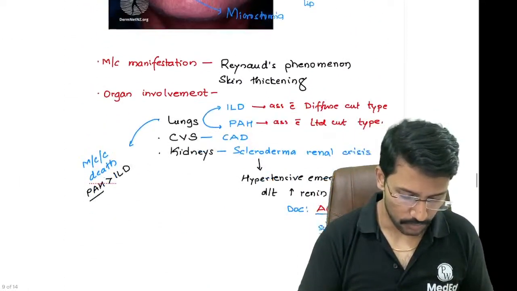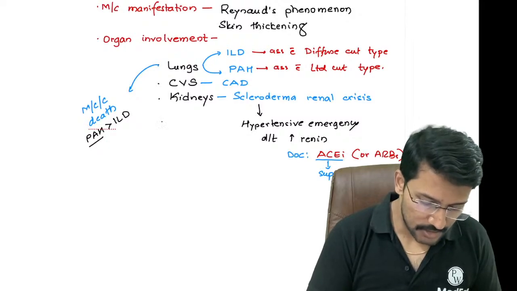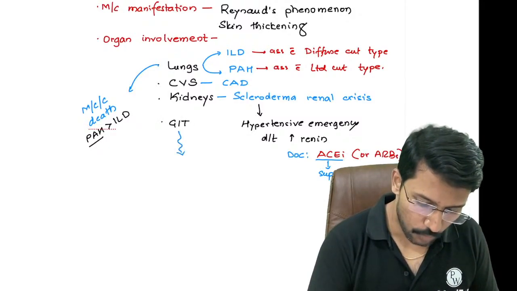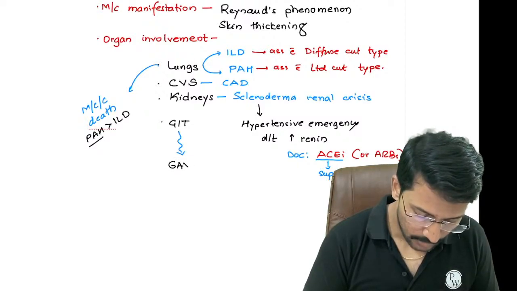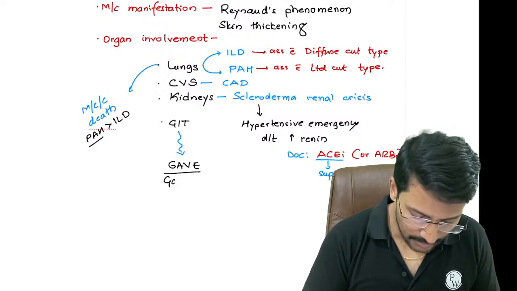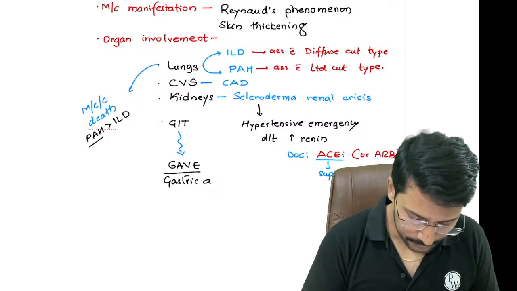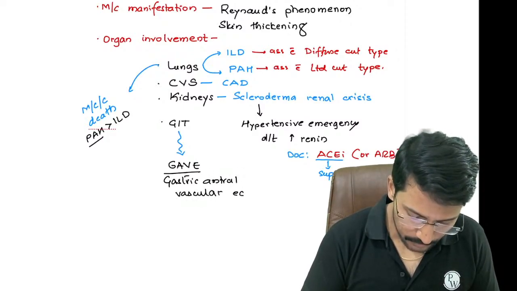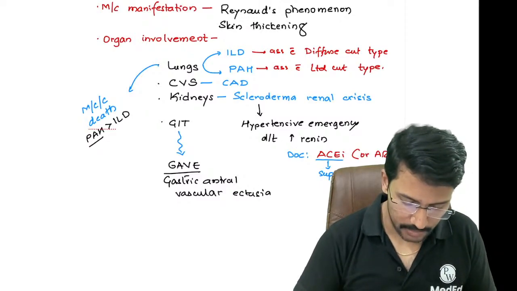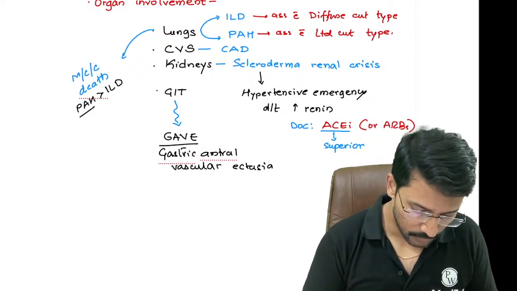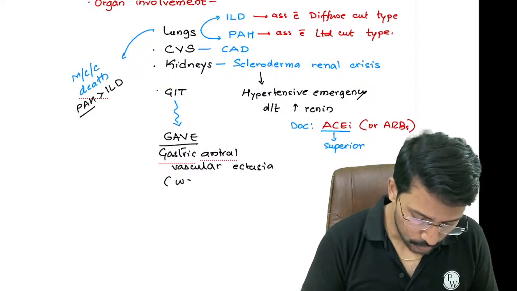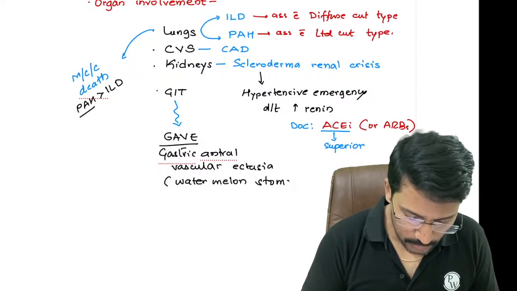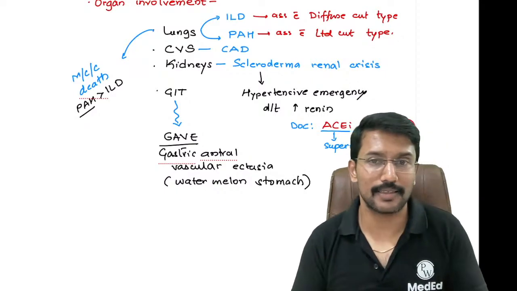I forgot to mention one more. There's also involvement of GIT in patients with Scleroderma, and the GIT involvement is in the form of what we call GAVE. GAVE stands for gastric antral vascular ectasia. Antral vascular ectasia एक blood vessel abnormality है that we encounter in patients with SLE, patients with Scleroderma, which is also called watermelon stomach. Watermelon stomach, because when you look through the endoscope, the stomach looks like the watermelon. Okay.